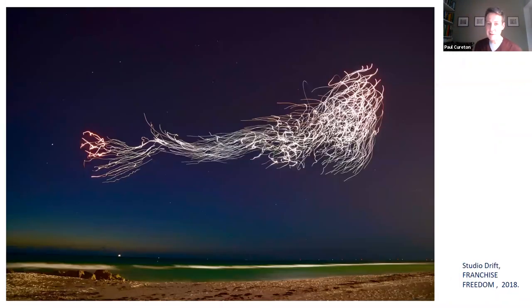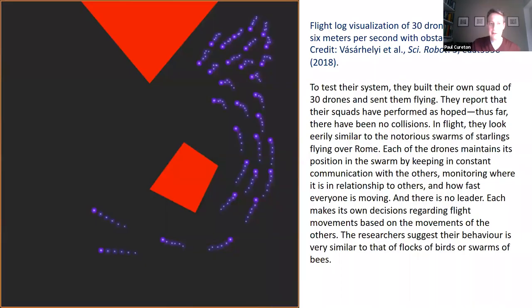Going forward, we can find drones becoming the new firework, a ubiquitous system. So they all fly as a system here. This is at the Franchise Freedom event, by a company called Studio Drift. We can find quite scary technology.